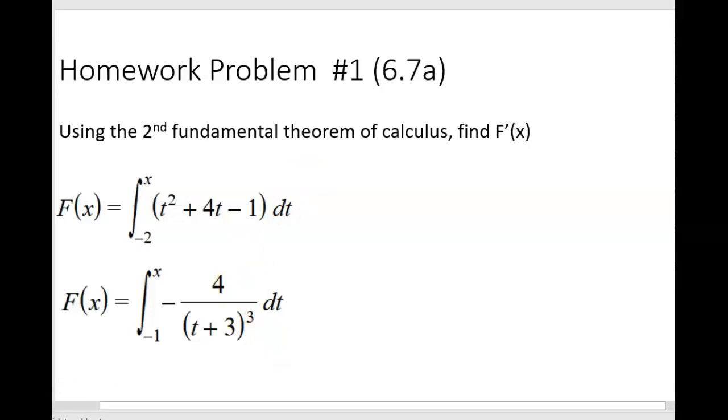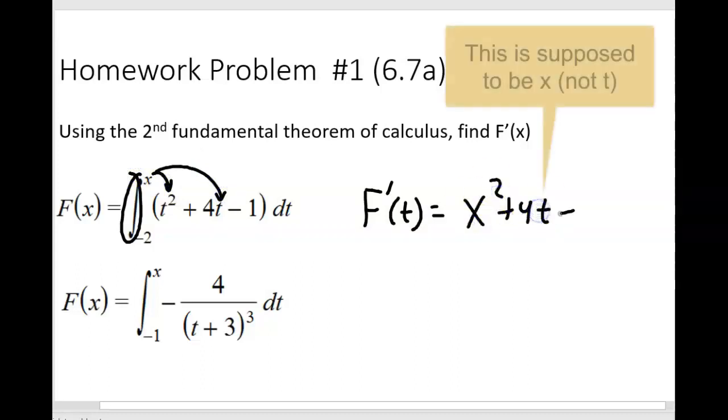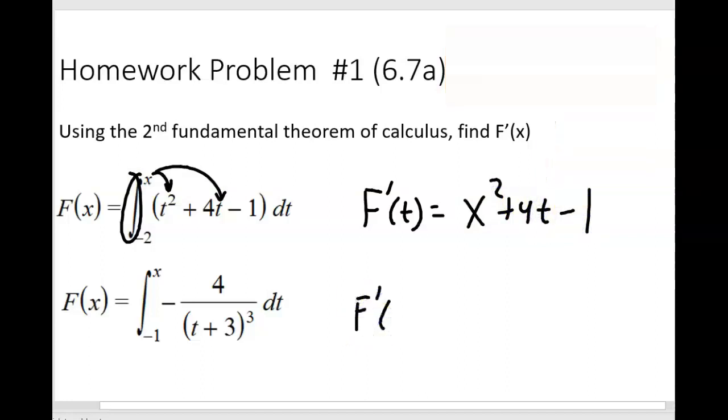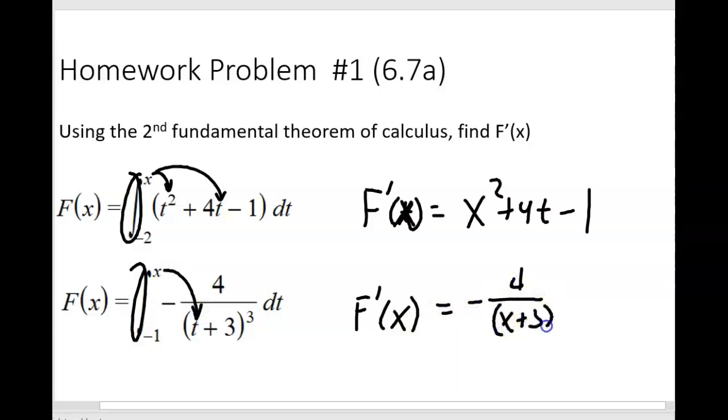All right. So if I want to find the derivative according to the second fundamental theorem of calculus, the derivative of this is going to cancel that integral out, and that x is going to drop in where the t is. So it's going to be x squared plus 4x minus 1. For number 2, I put a t, that's supposed to be an x, not a t. When we take the derivative, the integral cancels out and the x drops in where the t was, and so we have negative 4 over x plus 3 cubed.